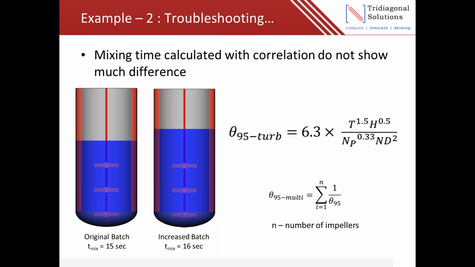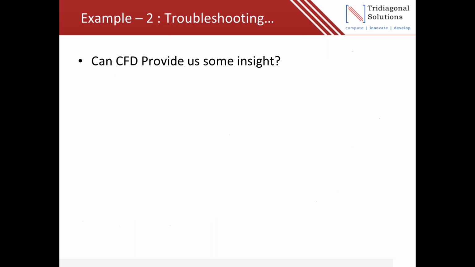There is a very slight difference. However, the product qualities were varying very greatly. So this correlation was not able to explain why there is such a large difference in product quality by changing the batch size by a small amount.